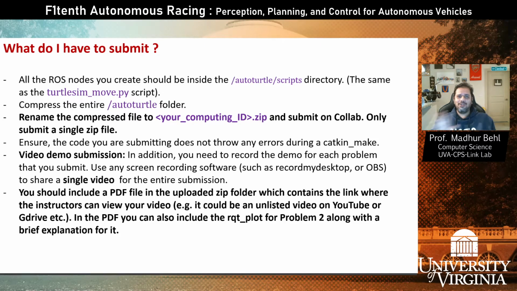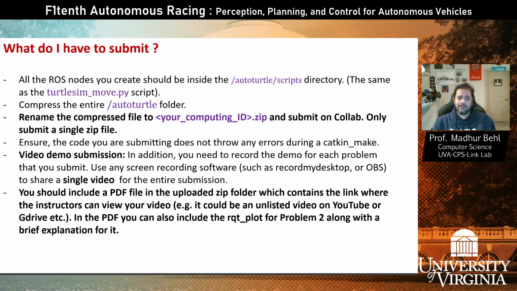Again, don't submit your entire Catkin workspace, okay? The workspace has beginner tutorial as another package as well. We don't need all of that. We just need your AutoTurtle folder in which you have added your new scripts. You just need to compress that into zip format. Rename this compressed file to your computing id.zip, and then upload it on Colab.